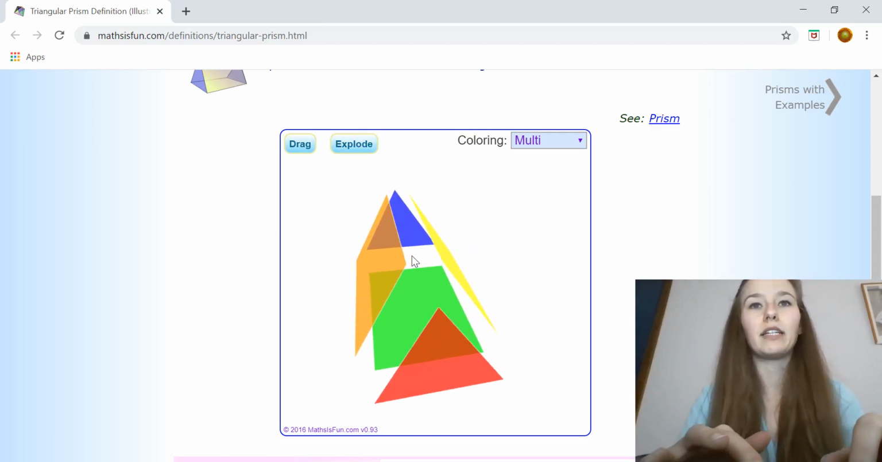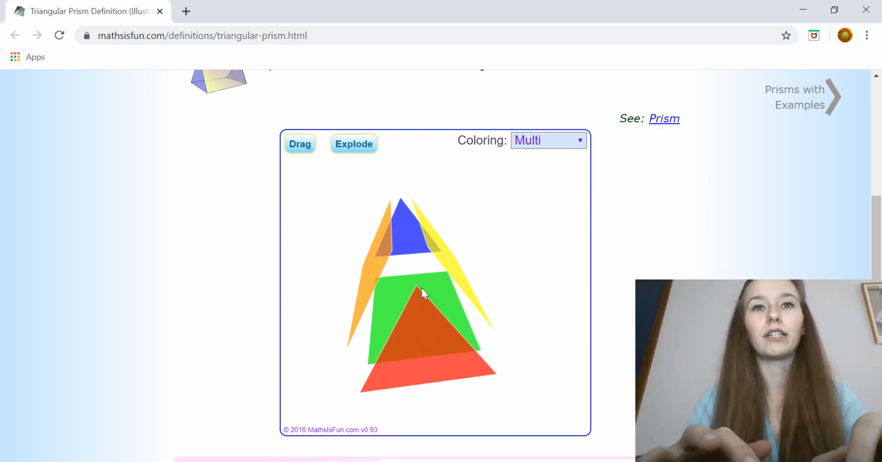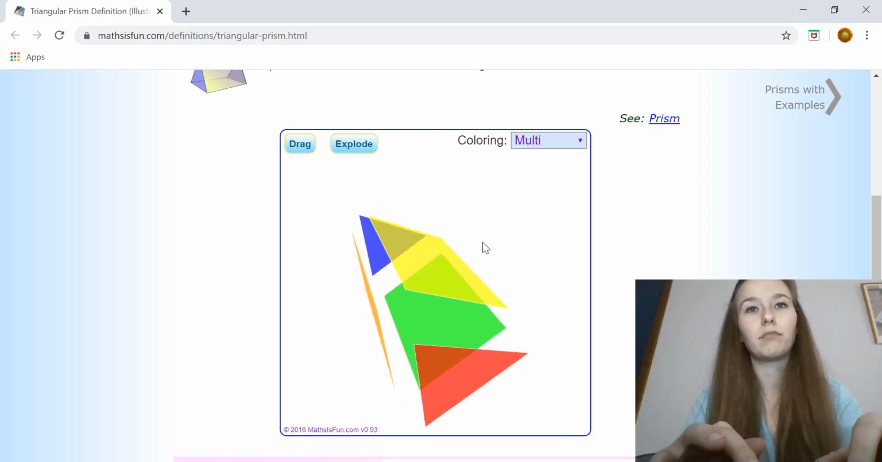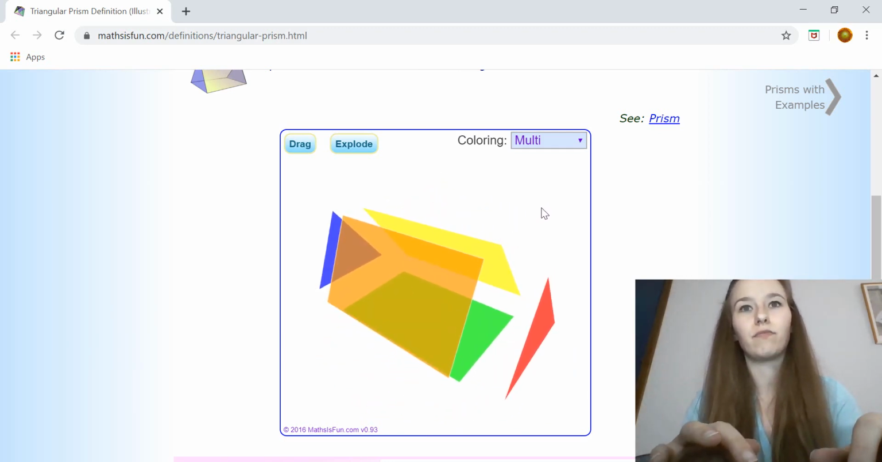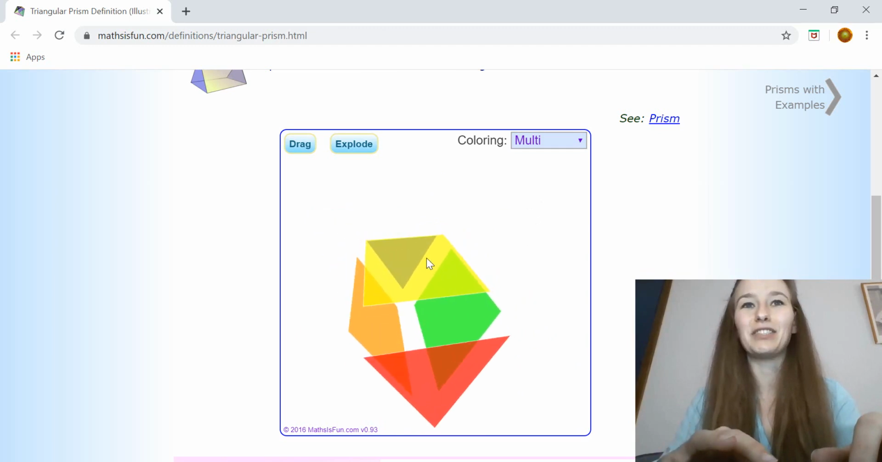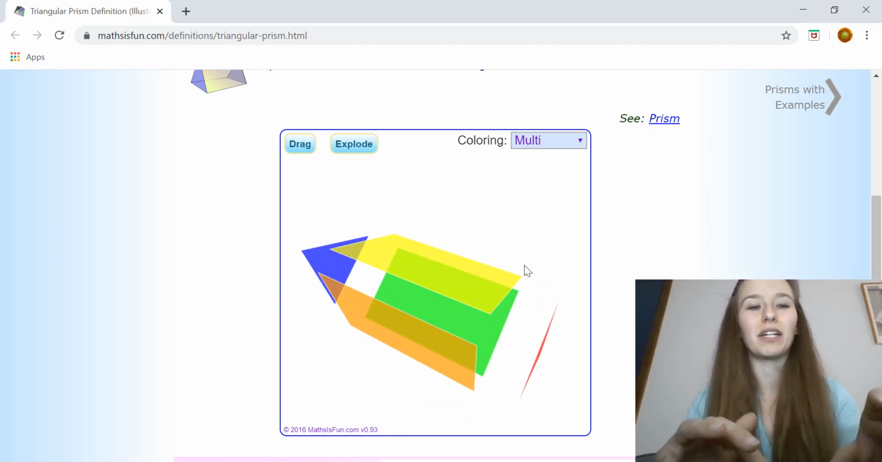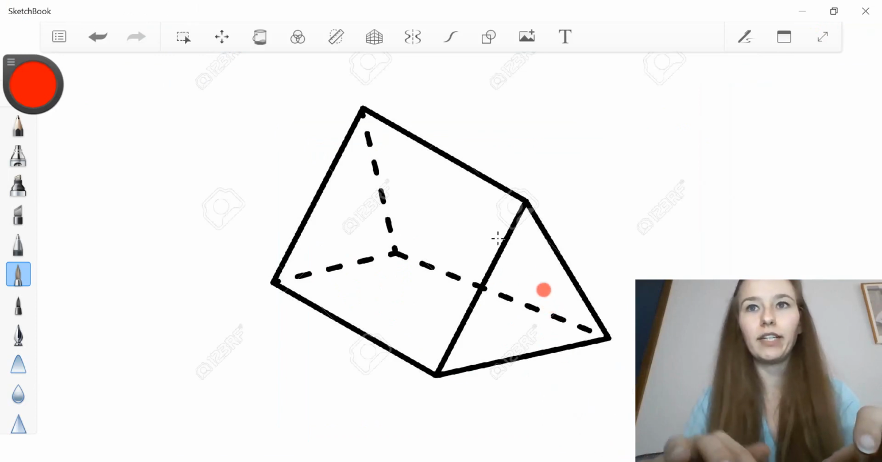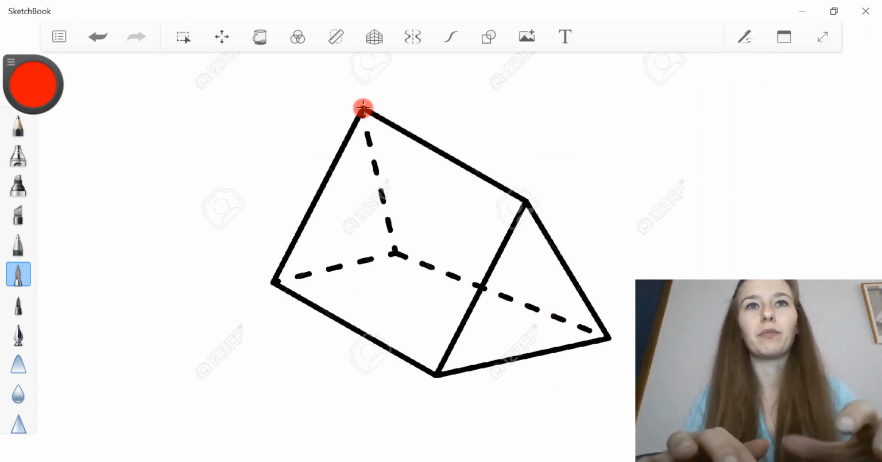Exploding it, I can see that I have two triangles as the bases. And then the three other faces are rectangles, making a total of five faces. Two triangles, three rectangles.